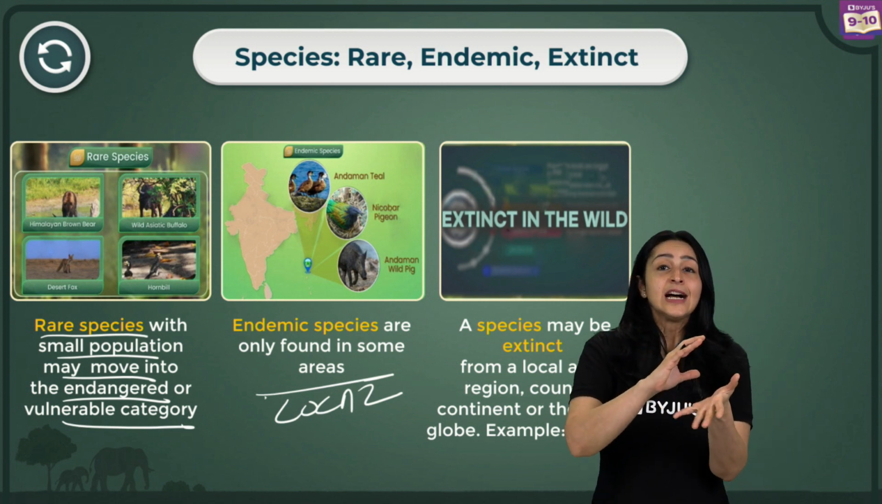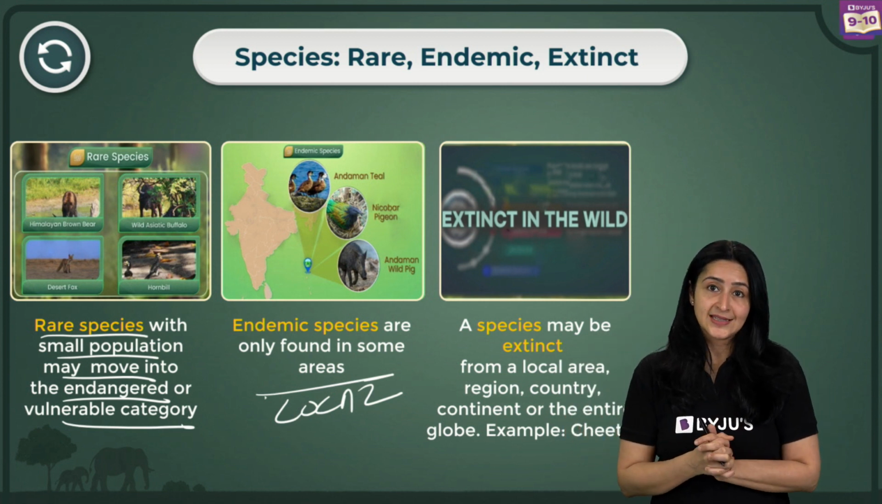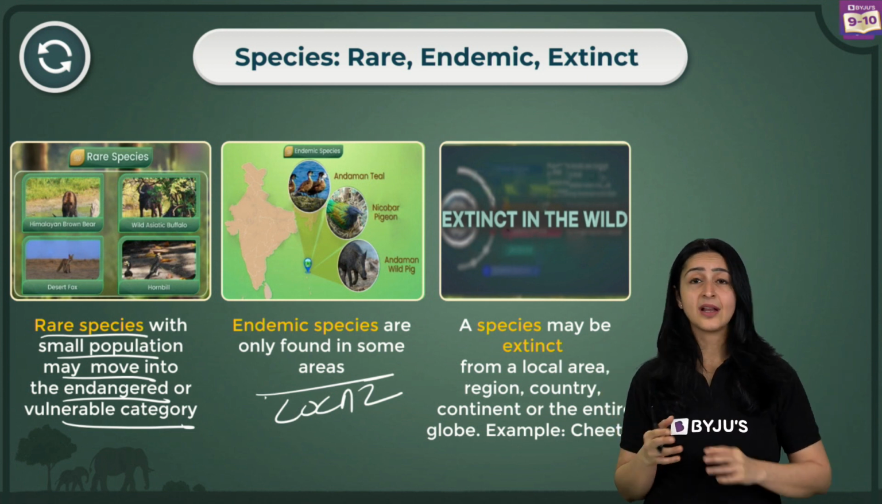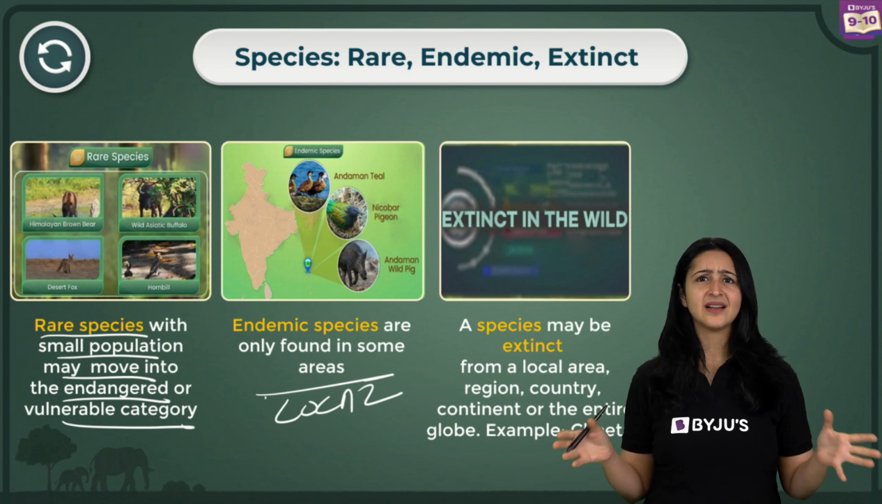Now, a species may go extinct or basically even die or disappear from a local area, a region, a country, a continent, or even the entire earth.